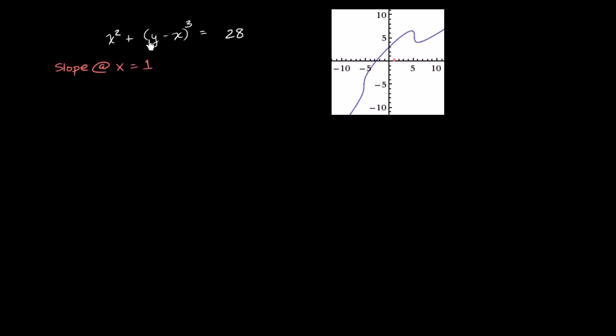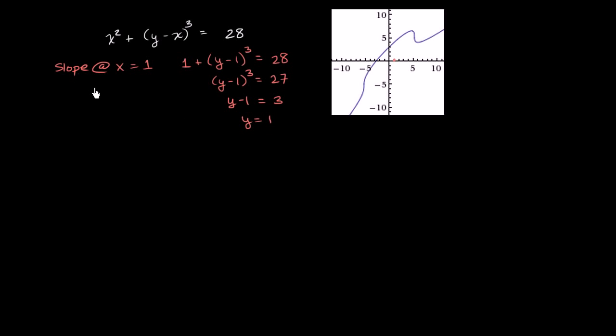As you can imagine, once we implicitly take the derivative of this, we're going to have that as a function of x and y. So it'll be useful to know what y value we get when our x is equal to 1. So let's figure that out right now. When x is equal to 1, our relationship becomes 1 squared, which is just 1, plus y minus 1 to the third power is equal to 28. Subtract 1 from both sides, you get y minus 1 to the third power is equal to 27. It looks like the numbers work out quite neatly for us. Take the cube root of both sides, you get y minus 1 is equal to 3. Add 1 to both sides, you get y is equal to 4.